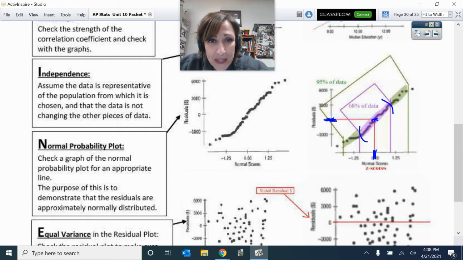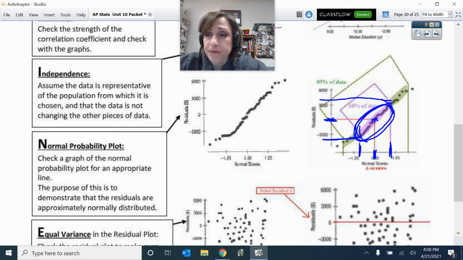Okay. Now, how much data is within one standard deviation of the residuals away from what it was predicted to be? So we want to see that approximately 68% of our data was within one standard deviation. So see, look, I have my little purple section drawn from a -1 z-score to a +1 z-score. Was within one of these standard deviations away from what it was predicted to be.